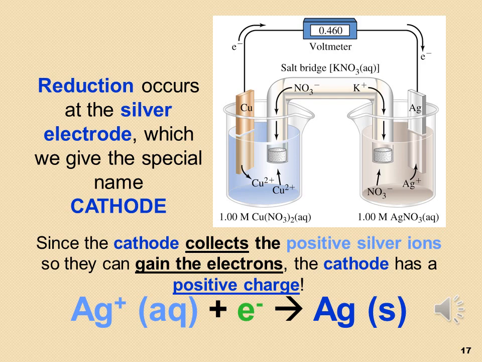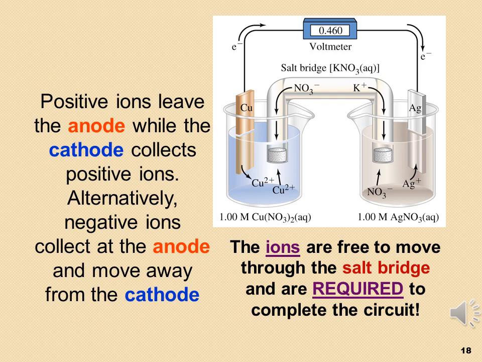So we have the silver ions, which gain the electron to form silver solid. The positive ions leave the anode, the left hand side, while the cathode, the right hand side, collects the positive ions. Alternatively, the negative ions collect at the anode and move away from the cathode. The ions are free to move through the salt bridge and are required to complete the circuit, as we had said, as one use of the salt bridge is to balance the ions.